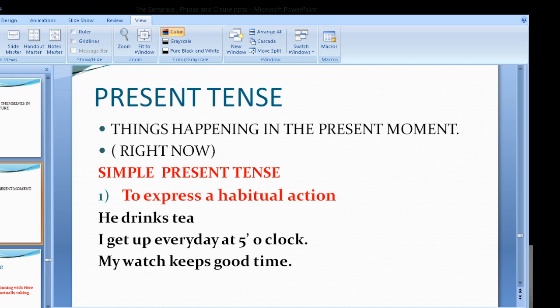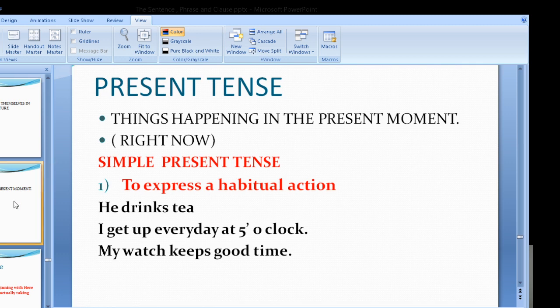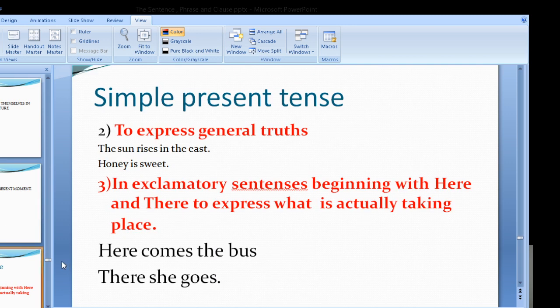As you can see over there, the first rule is to express a habitual action, something that is a habit. We will elaborate on that today. We will go a bit deeper and understand how it is used. So first one is, of course, the habit. The second one is to express general truths like the sun rises in the east, honey is sweet. The third one is exclamatory sentences beginning with here and there.